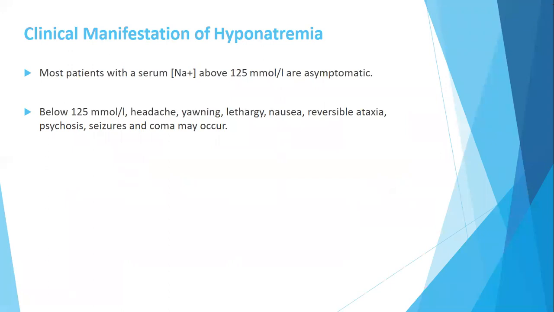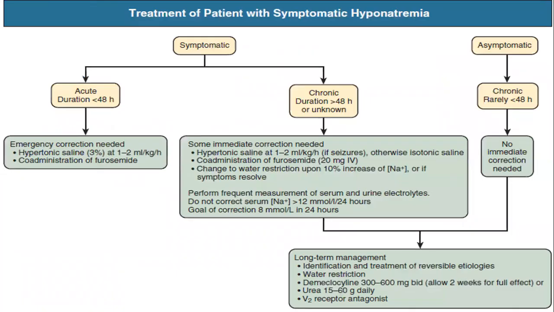So the clinical manifestations of hyponatremia: most patients with serum sodium above 120 are usually asymptomatic. Once it's below 125, the symptoms vary from simple headache, yawning, lethargy, nausea to reversible ataxia, psychosis, seizures, and coma. So how to treat hyponatremia? We have to divide it by whether the patient is symptomatic or asymptomatic.